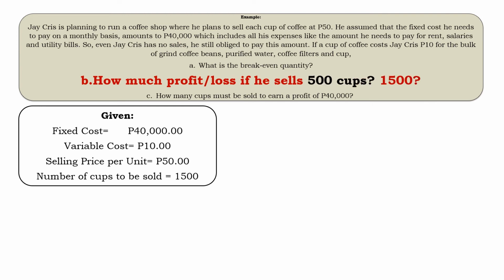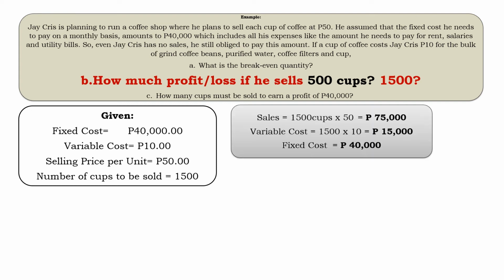Now let us answer the question, how much profit or loss if he sells 1,500 cups? Okay, now let us identify first our net sales. Net sales, 1,500 cups times selling price amounting to 50 pesos. So our net sales is 75,000 pesos. Next, let us identify the variable cost. Okay, the variable cost or the cost for 1,500 cups is 15,000 pesos, since the cost for every cup of coffee is 10 pesos and our fixed cost is 40,000.